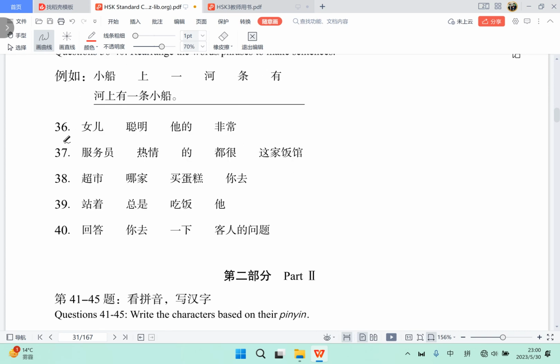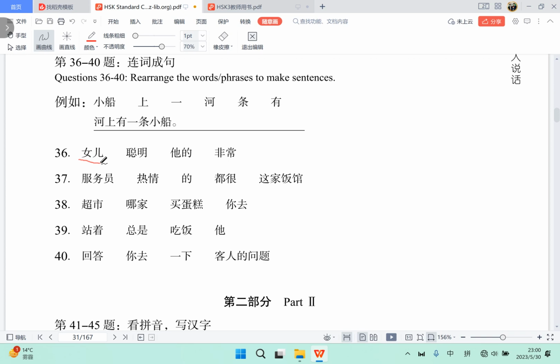Okay, first one, 36: 女儿 daughter, 聪明 smart, 他的 his, 非常 extremely, right? So this is normally before the adjective, and the adjective is this one, 聪明, and the 女儿, so daughter, and 他的, his, so his daughter, right? So 他的女儿非常聪明.